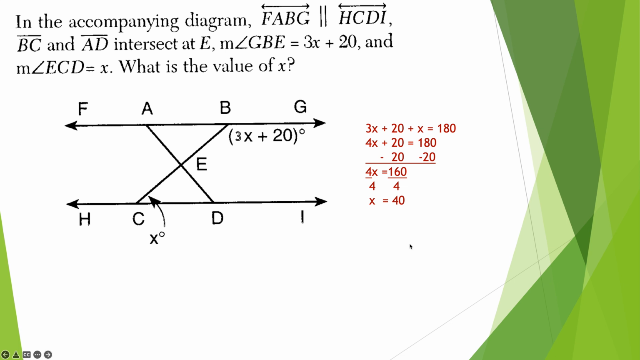So 3x plus 20 plus the x is 180. Simplifying, 4x plus 20 is 180. Subtracting 20, I get 4x is 160. Dividing by 4, x is 40.